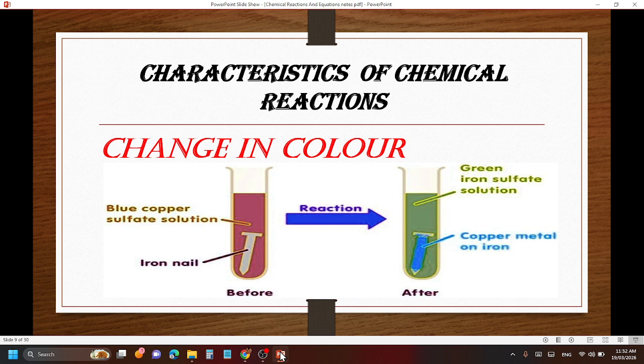Next is change in color. Sometimes the color changes. I think you would remember the copper sulfate plus iron reaction, where we would drop an iron nail into the blue copper sulfate solution, and then the color will change. That is a change in color.